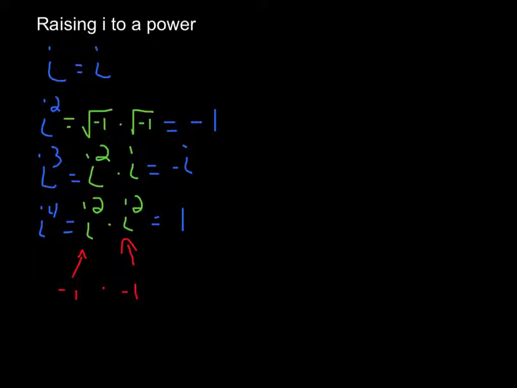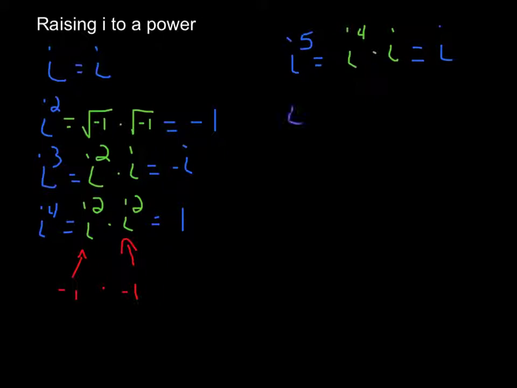We're going to start to develop a pattern. I to the fifth, again using our rules of exponents, is the same thing as I to the fourth times I. Well, we know from our previous one that I to the fourth is just plain old 1. So basically this is 1 times I. Well, 1 times I is I. Okay.